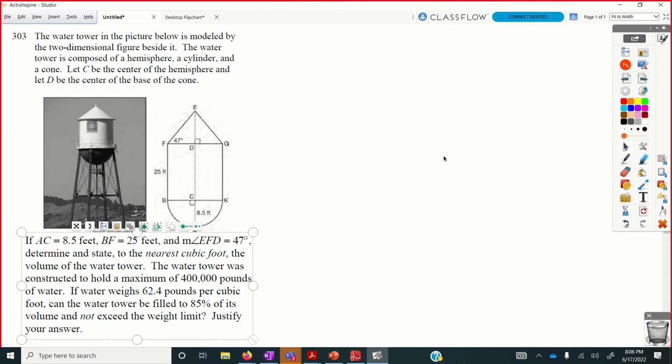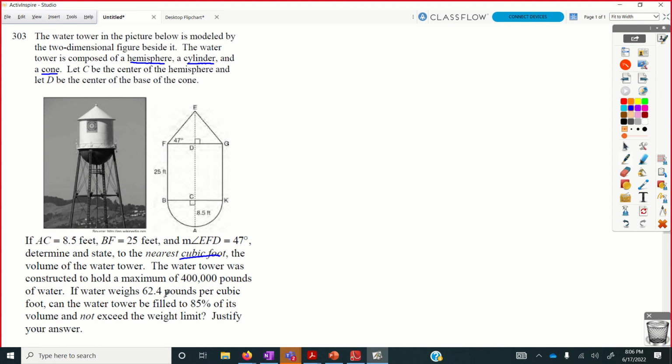Okay, the water tower picture below is modeled. Now remember, this is three-dimensional, but they're showing you a two-dimensional figure, so keep that in mind. It's composed of a hemisphere, a cylinder, and a cone. The center of the hemisphere is D. It's also the base of the cone. And they give you the pieces of 8.5 feet, 25 feet, 47 degrees. To the nearest cubic foot, what is the volume of the tower?